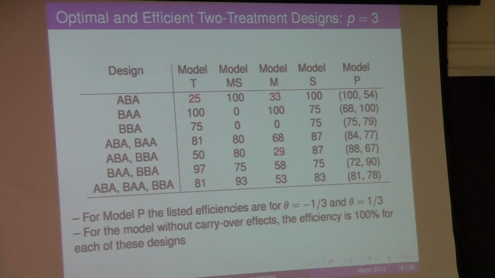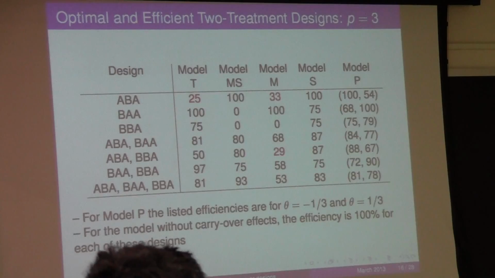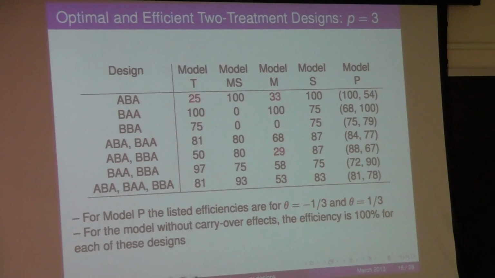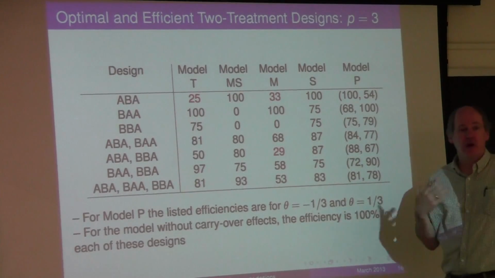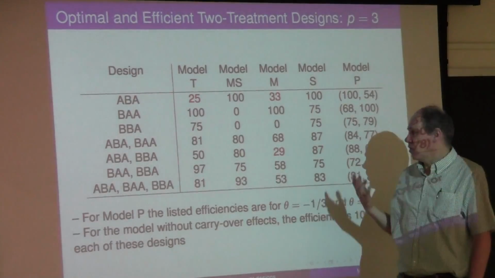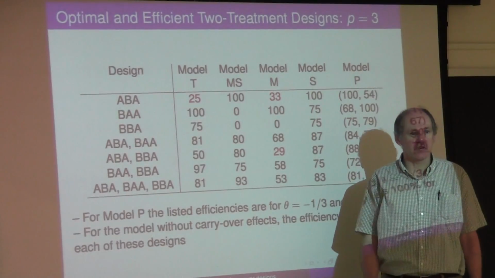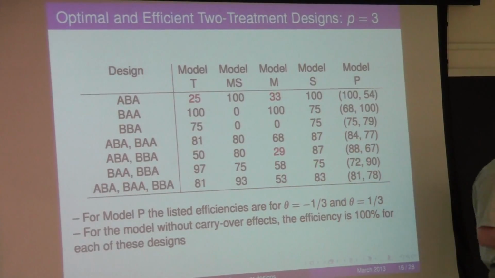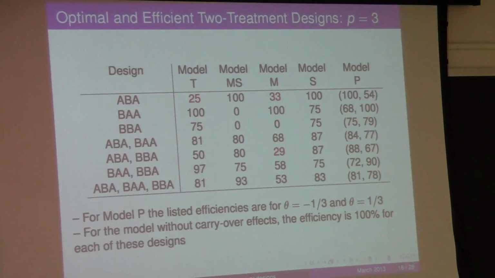Let's see, why did I mark these numbers? I guess these numbers are just to point out that if you can estimate tau A minus tau B, some designs have a fairly poor efficiency. If you make the wrong choice for design and model combination, then you could wind up with designs where maybe yes, you can estimate tau A minus tau B, but you're not doing a very good job because the efficiency is very low.